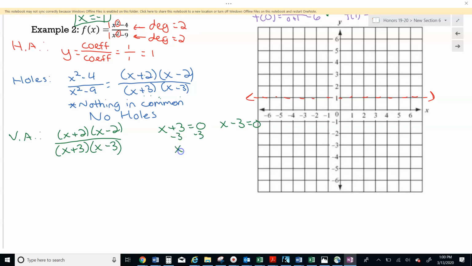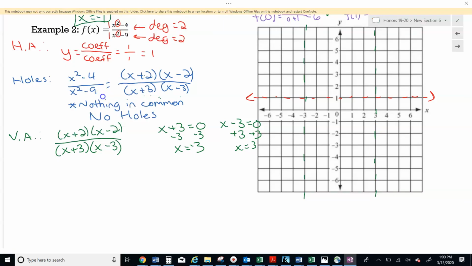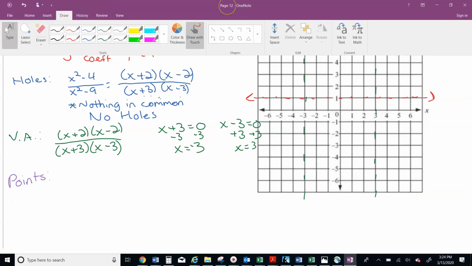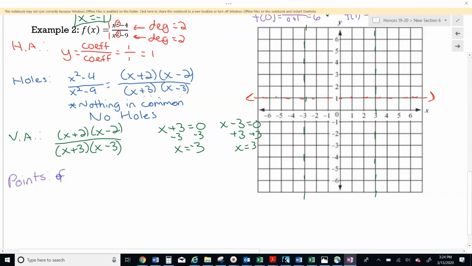Gotta subtract my 3's, gotta add my 3. So I get 3 and negative 3. Then we have points. And I don't have any holes, so I do not have to worry about choosing a specific number. I'm going to start with f of negative 5. Why not?